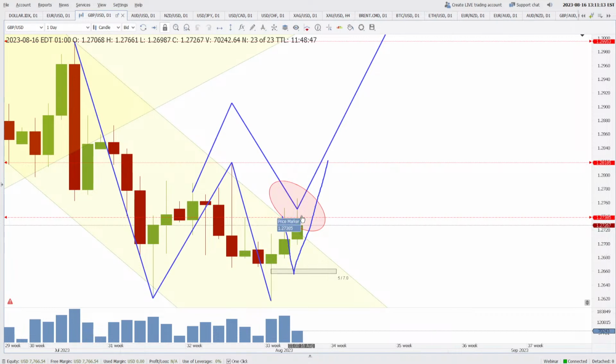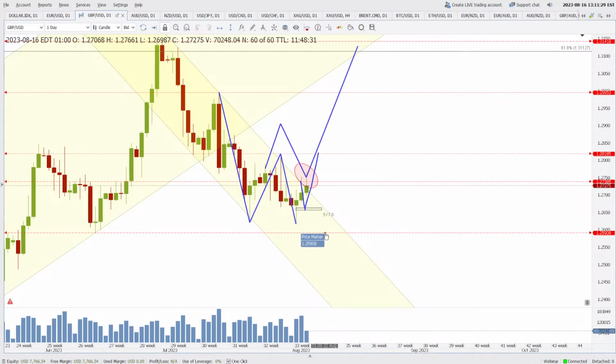On the contrary, if we see the price going down from here and making a bearish pin bar at the resistance, that will indicate that the sellers who came here today are very aggressive and want to push the prices lower. So in that case, we will be targeting the pound towards 1.2590.